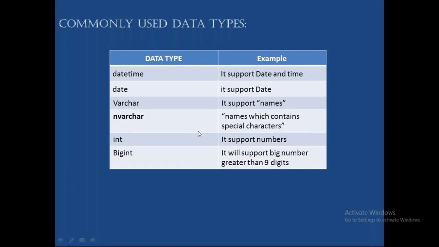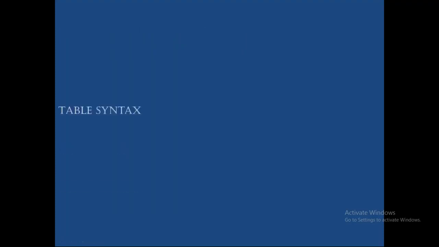Then you need to use an int. It supports numbers. It can be product ID or pin code numbers, all those things. Bigint means it's the same number, but it's a big number. Example, 4 numbers as we discussed. Okay, these are the commonly used data types, but apart from this, we have many other data types.